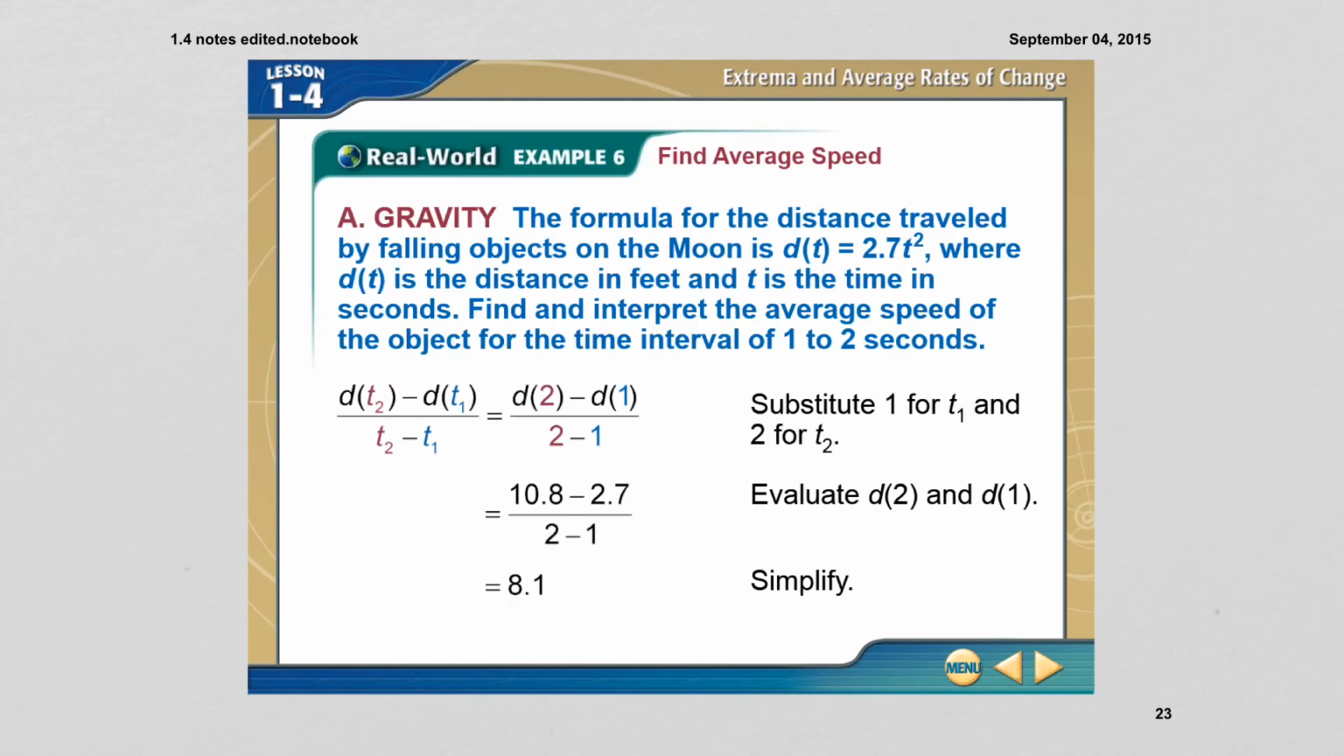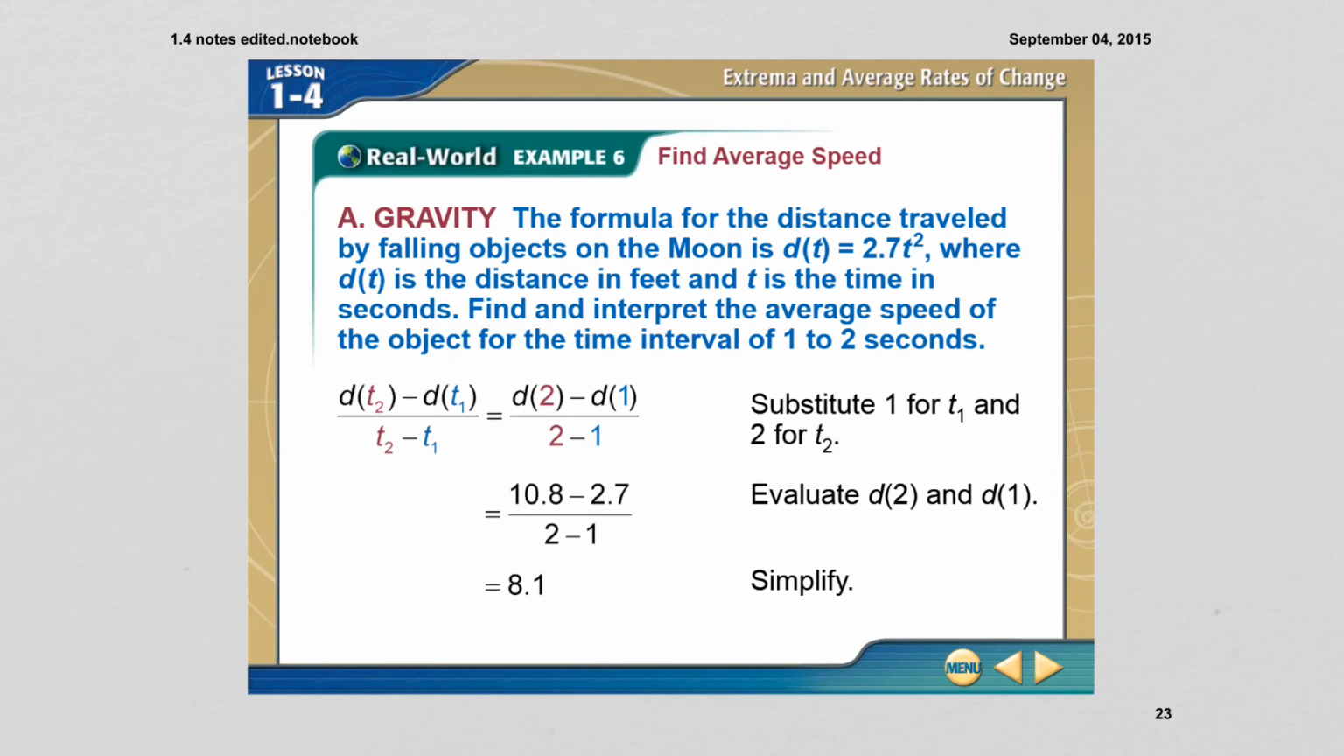Okay, now we're going to use that in a real-world problem. The formula for the distance traveled by falling objects on the moon is d of t is equal to 2.7t squared, where d of t is the distance in feet and t is time in seconds. Find and interpret the average speed of the object for the time interval from 1 to 2 seconds.